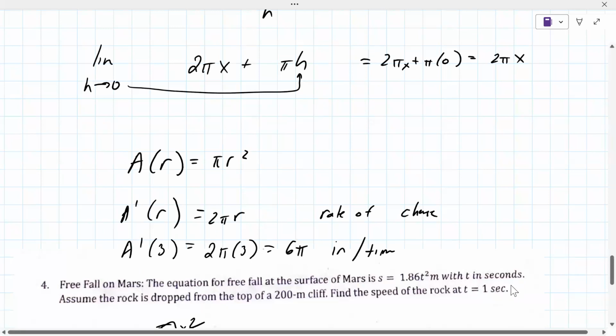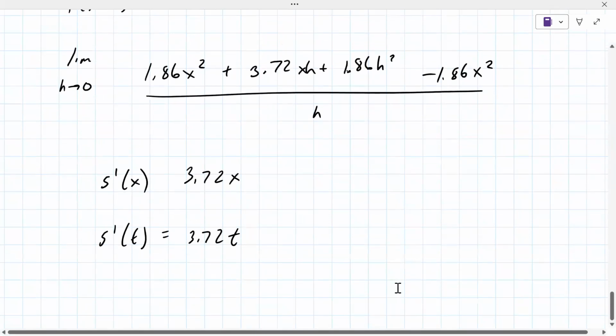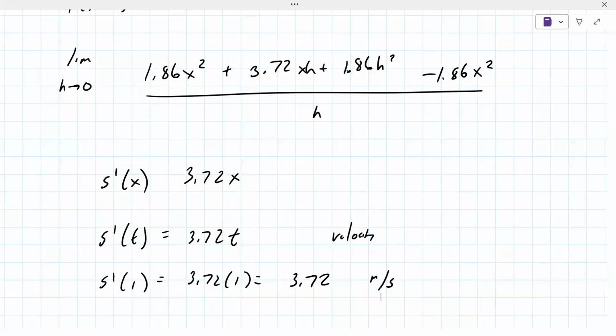For number 4, we similarly need to find the speed at 1 second. Now this one's better. It says speed. Speed is the absolute value of velocity. This is the velocity function. So we need to find s prime of 1, which is 3.72 times 1, which is 3.72. Units do matter, meters per second. All right, then okay. That one's good with me.